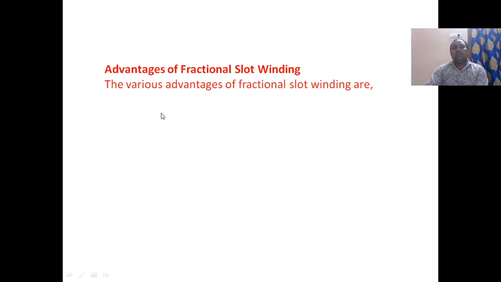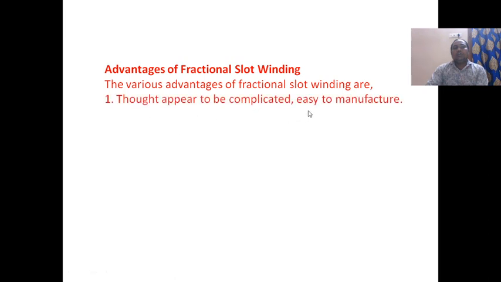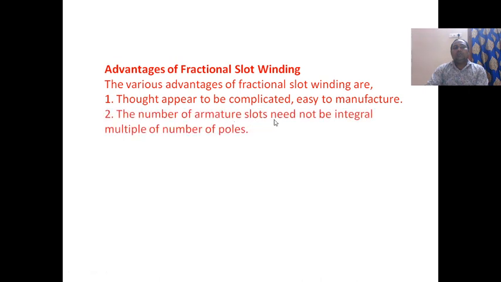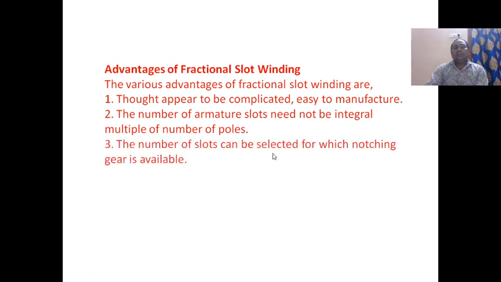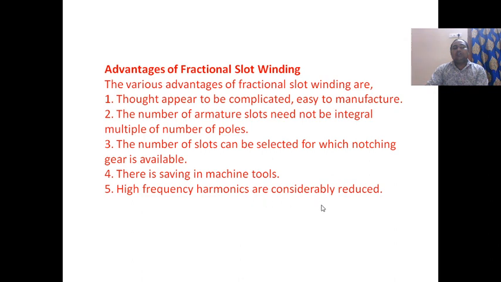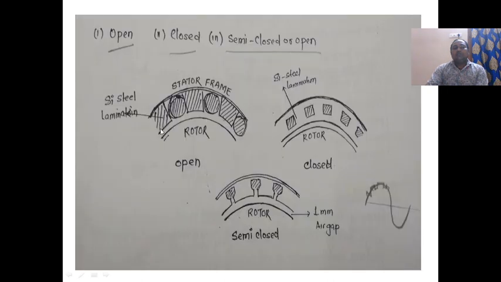The advantages of fractional slot winding are as follows. Though it appears complicated, it is easy to manufacture. The number of armature slots need not be an integral multiple of the number of poles. The number of slots can be selected for which a notching gear is available. There is saving in machine tools. High frequency harmonics are considerably reduced. The voltage waveform available is sinusoidal in nature.